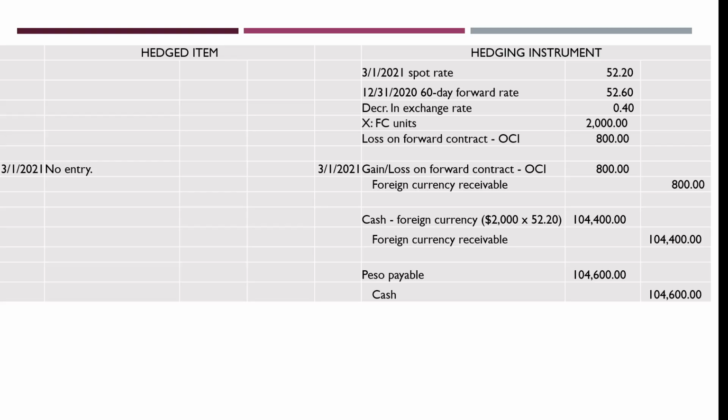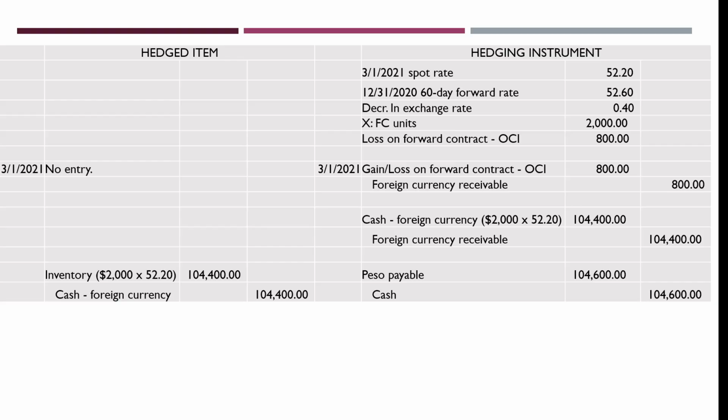Okay. Now, since nag-materialize naman pala yung transaction ng March 1, may entry ba tayo sa hedge item as to the transaction? Of course, nag-materialize eh. So, debit, inventory, valued at spot rate as of March 1, credit, cash foreign currency. So, at this point, sarado na ang hedging instrument, sarado na ang hedge item kasi settled naman yung US supplier natin. But, hindi pa tapos ang kwento. Subsequent accounting procedures tayo.